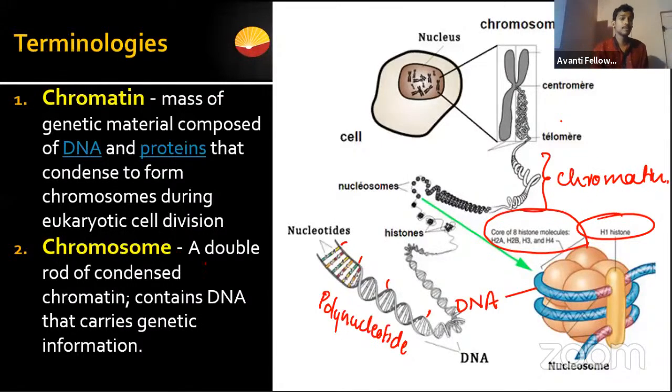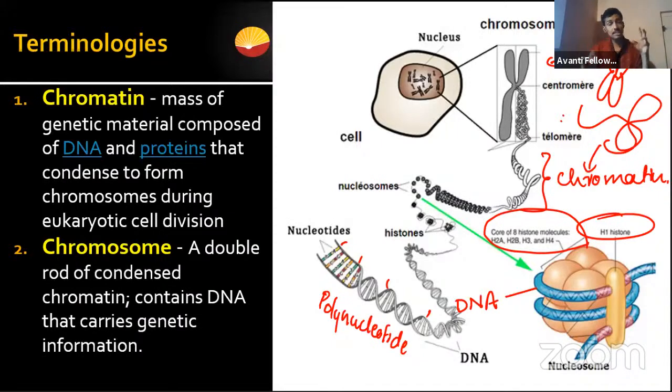What is a chromosome? A double rod condensed chromatin, a completely condensed chromatin, which contains the DNA and carries the genetic information. You can call it the chromosome. As you can see here, this is the chromosome. If I write something like this, then it will be the chromatid. Understood? The chromosome is the completely condensed form of the chromatin.